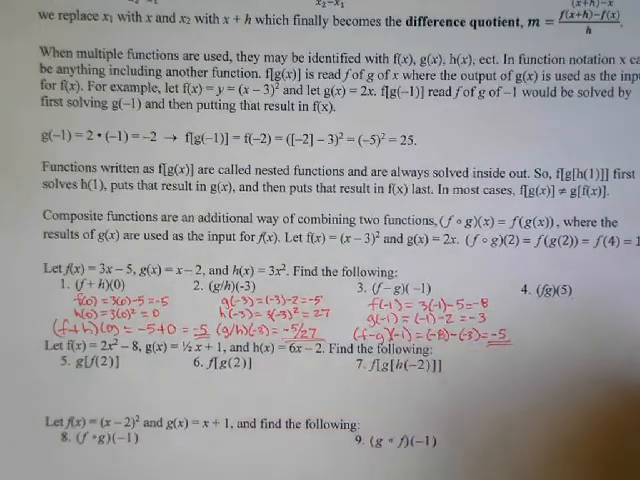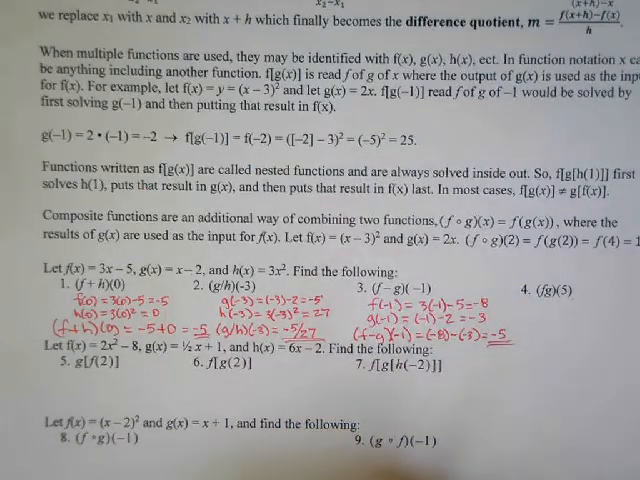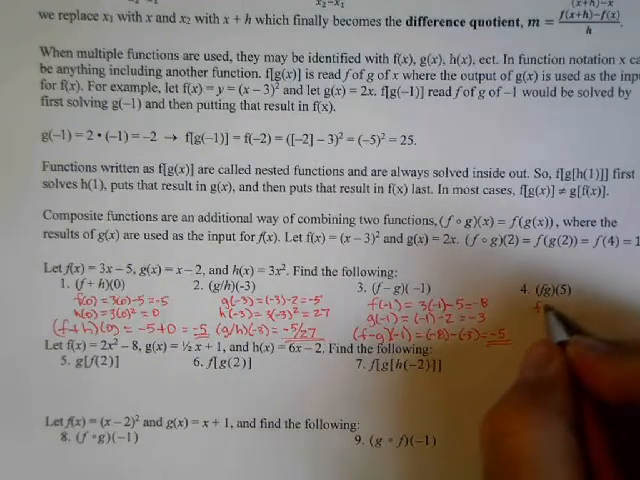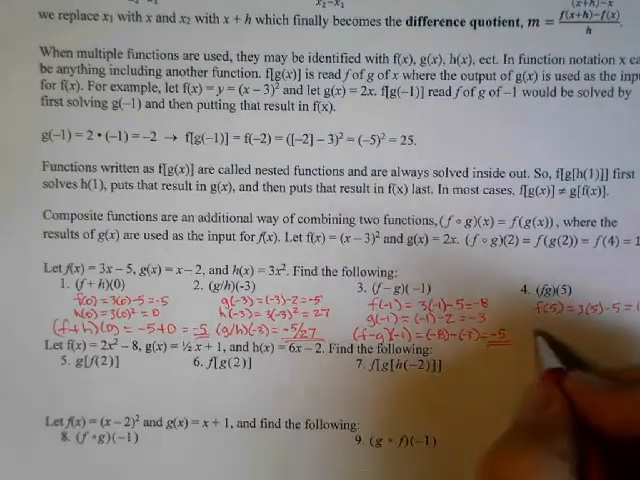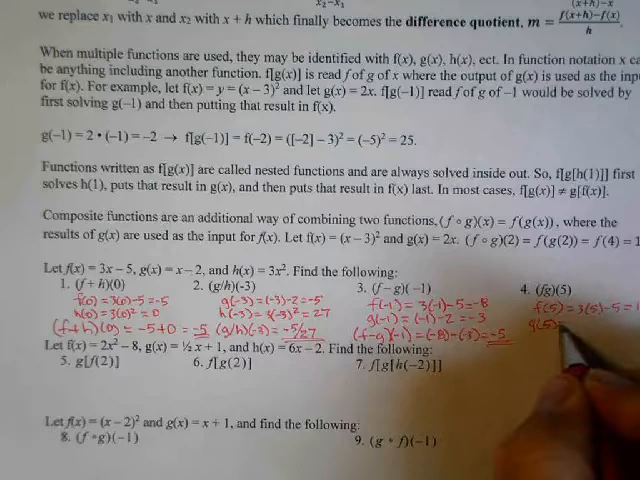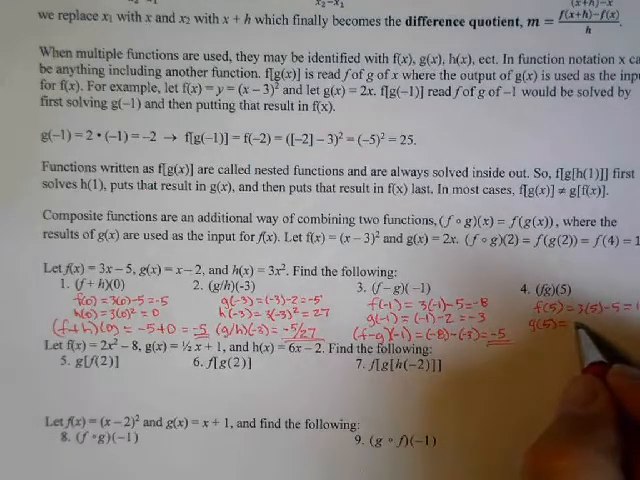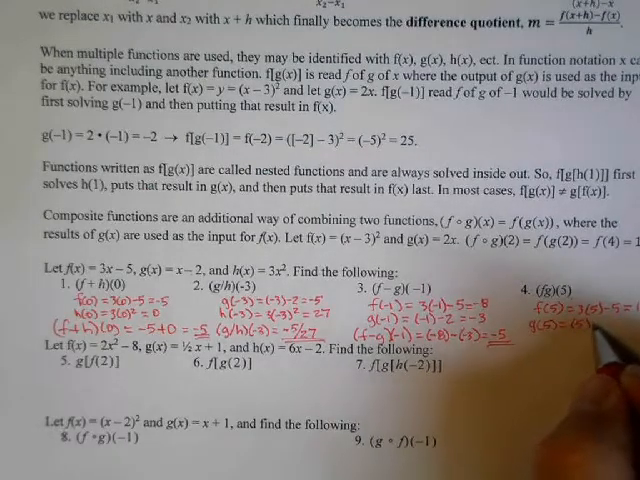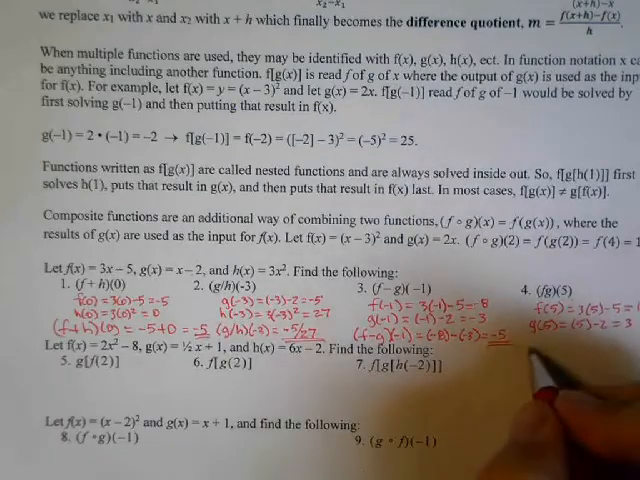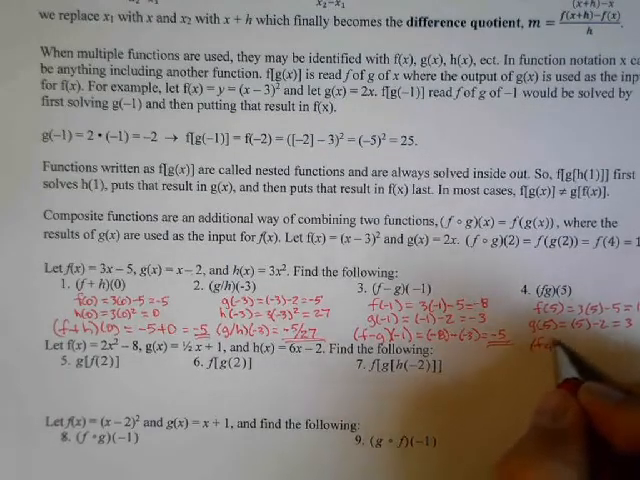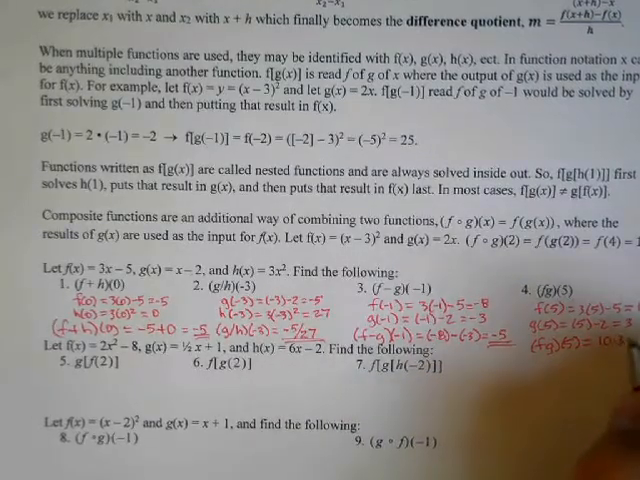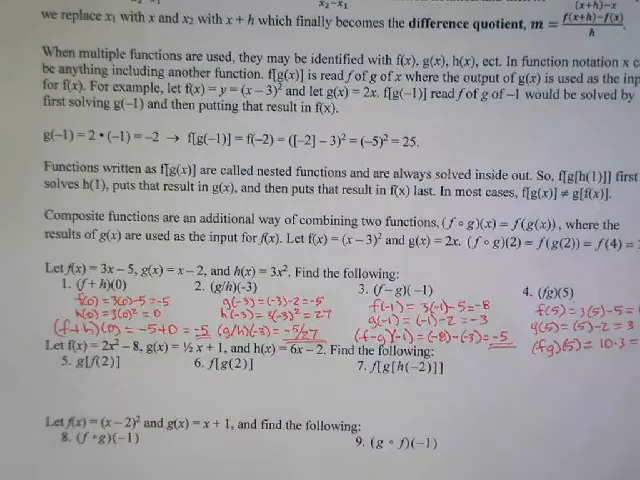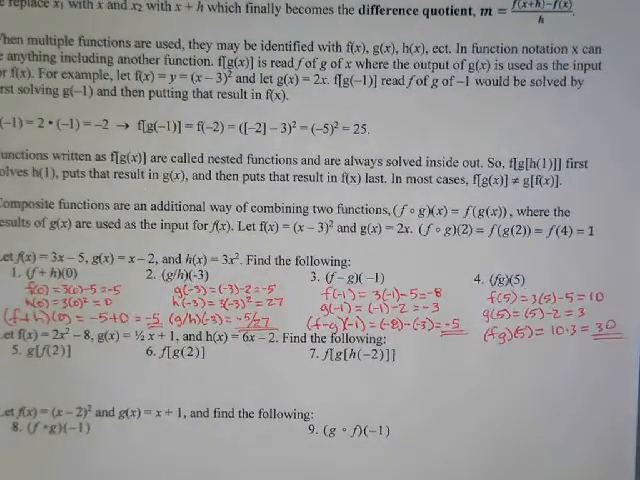And then here, anytime you have letters next to each other, it's automatically multiplied. So f of 5, 3 times 5 minus 5 is 10. G of 5, 5 minus 2 is 3. So f g of 5 will be 10 times 3, which is 30. And so there are our first examples.